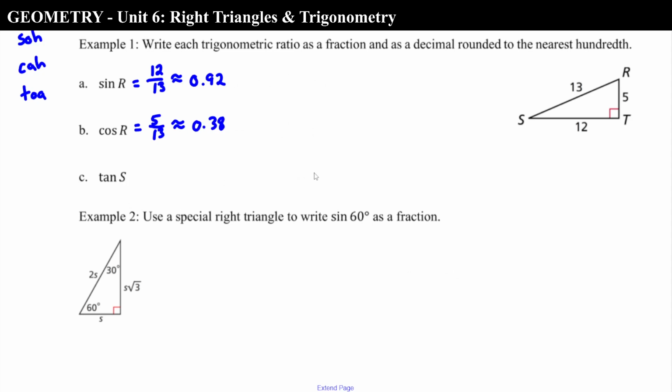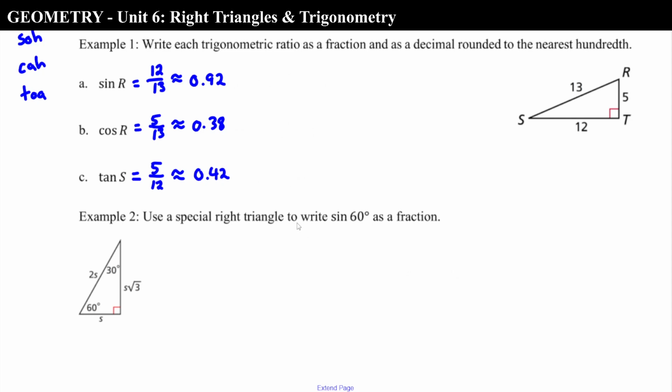And now we're going to do tangent of S. So now we're moving over to this angle. It's going to be opposite over adjacent. So 5 over 12. That does not reduce either, so we leave it. We write our decimal, 0.42. Remember, when you're writing it in fraction form, it must be reduced. Do not leave it as an even number over an even number, for example. Always reduce it.